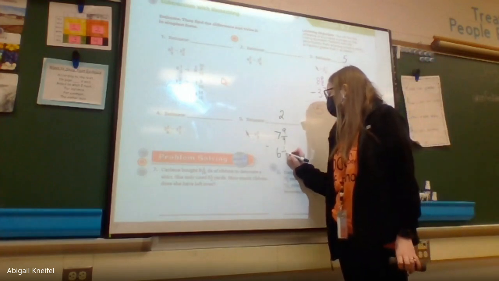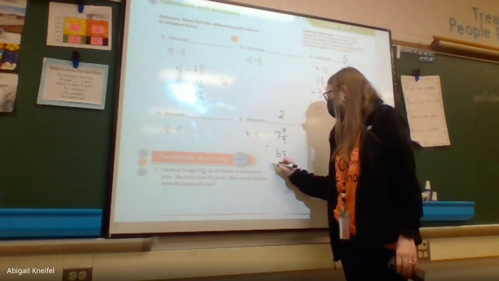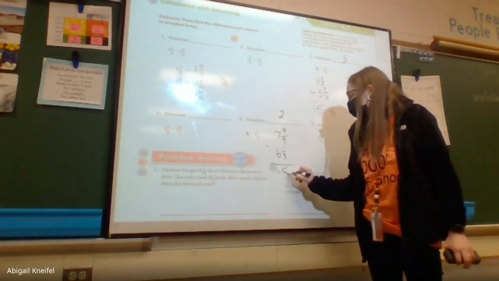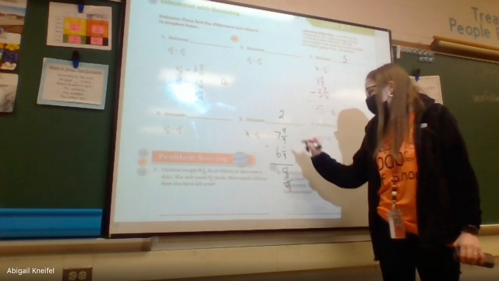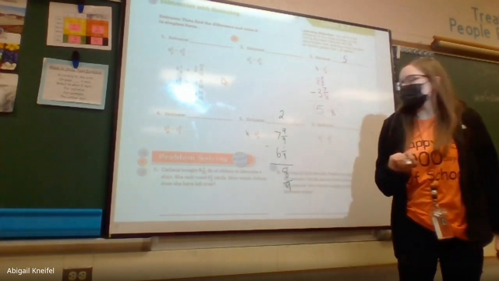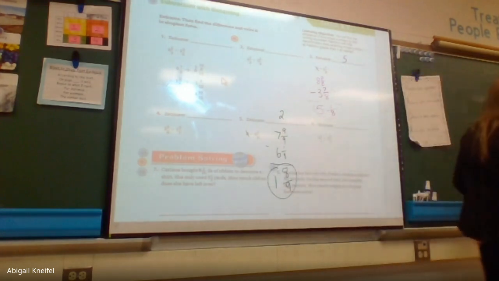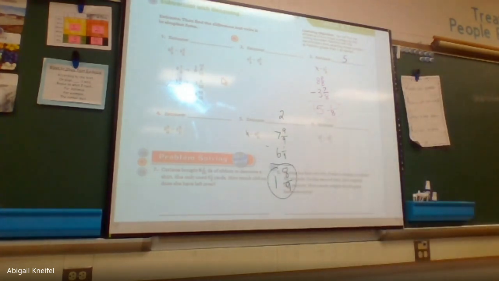So now we have 7 and 9/9 minus 6 and 1/9. 9 minus 1 is? 8. 8. My denominator is the same, and 7 minus 6 is? 1. So my answer is 1 8/9, which is really, really close to 2. Okay?